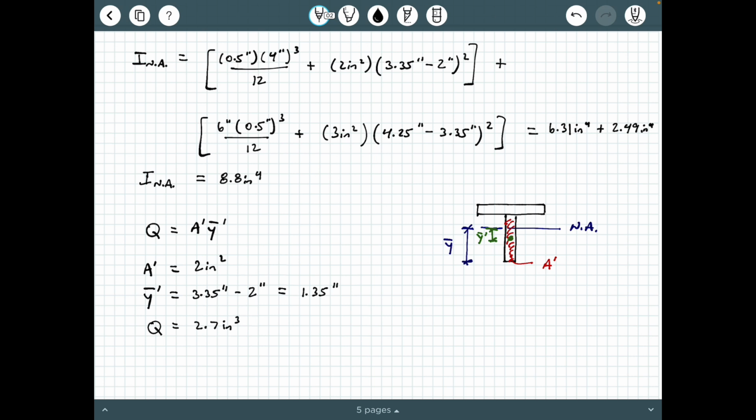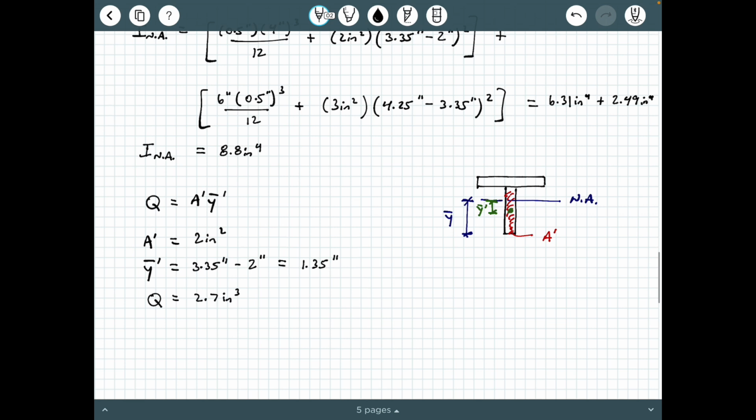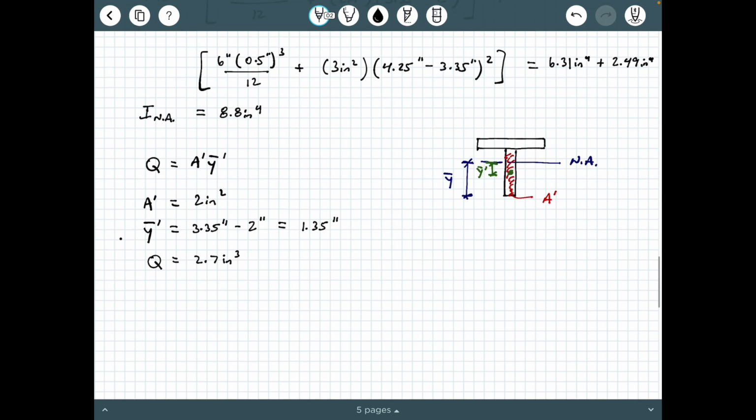That is not a volume. That is an area moment. It's an area multiplied by a perpendicular distance, okay? So now I'm ready to start putting all this together. We know that little q is equal to V times capital Q over I about the neutral axis. And so that's going to be 1,200 pounds times 2.7 inches cubed, all divided by 8.8 inches to the fourth power.